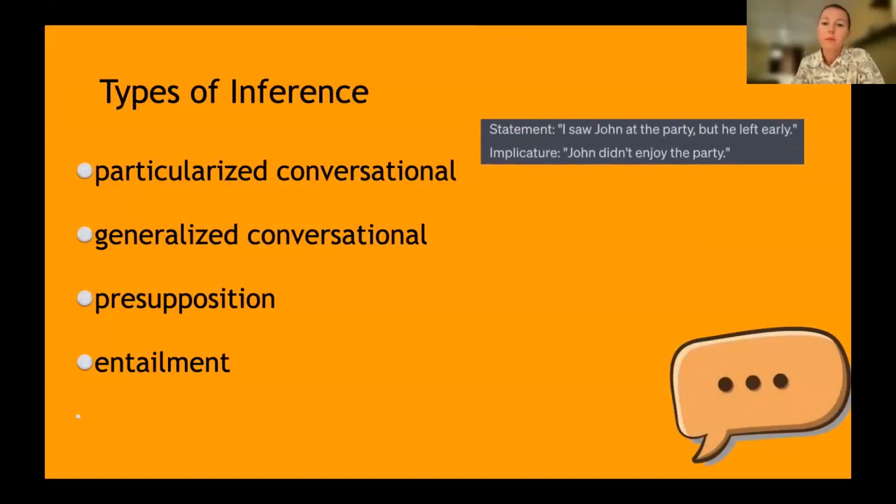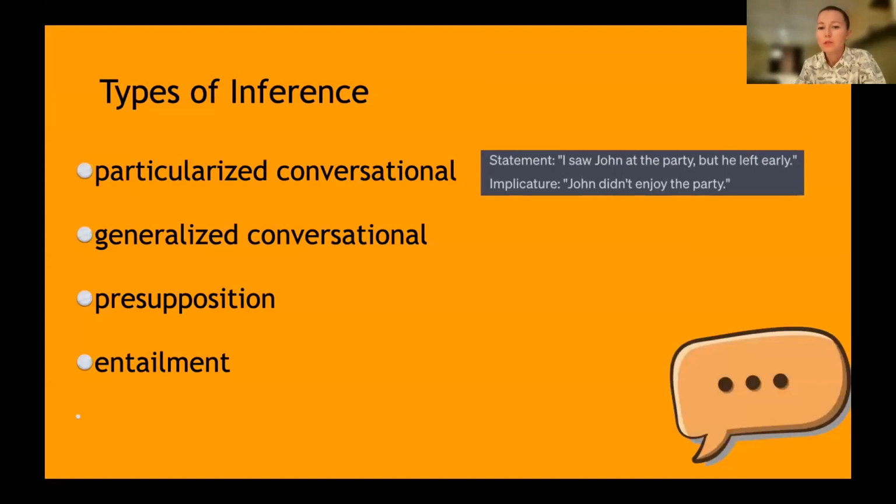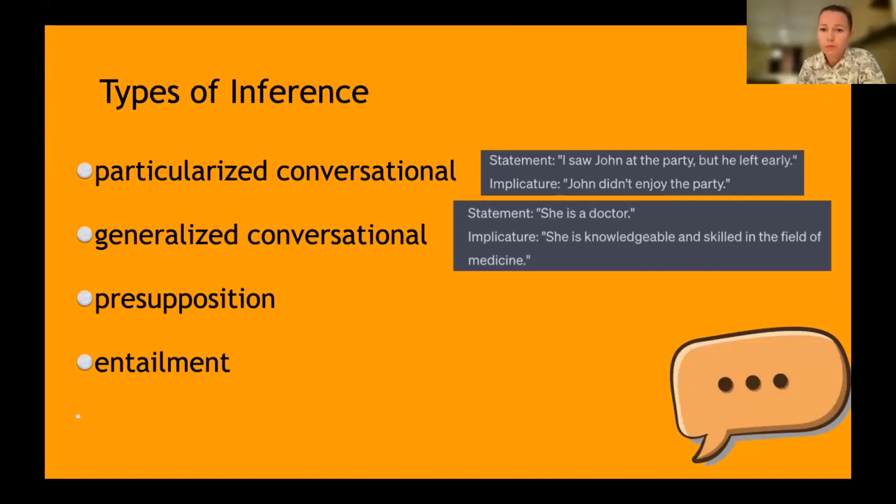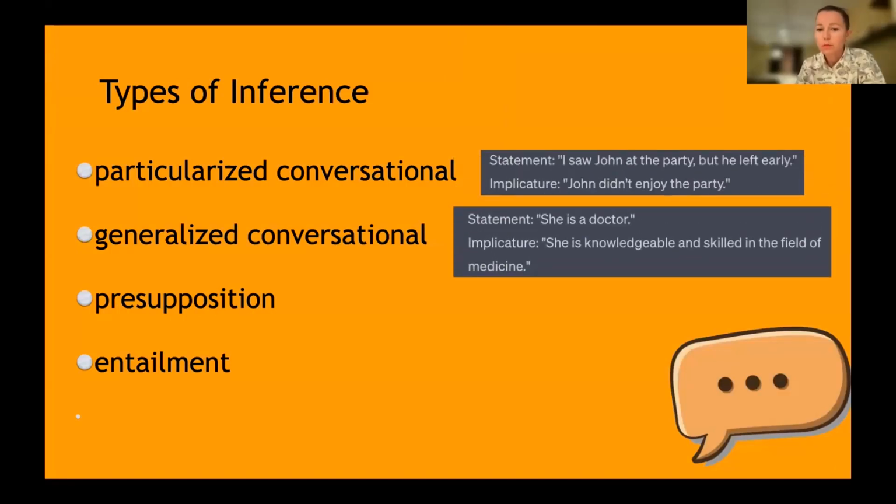So let's read the example statement. I saw John at the party, but he left early. So the implication will be John didn't enjoy the party. Generalized conversational implication. She's a doctor. She's knowledgeable and skilled in the field of medicine.